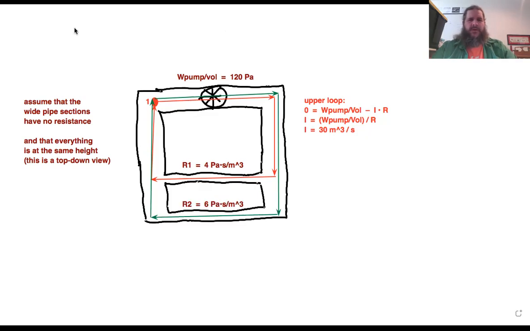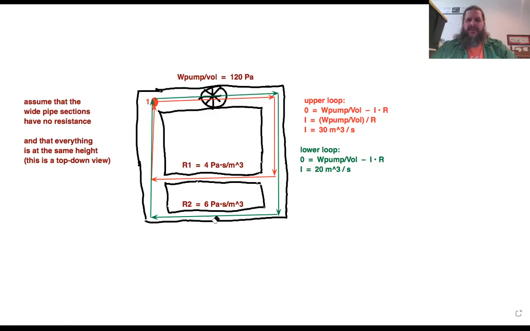But if we try that for the lower loop, if we ignore branch 1 and look at just the current through the lower loop, we get the same Bernoulli equation in terms of the variables. We're going through a pump and we're going through a pipe with resistance. However, we've got a different amount of resistance. So when you solve this for current, what do you get? 20, yeah, meters cubed per second. Right, 20 cubic meters per second for that current.